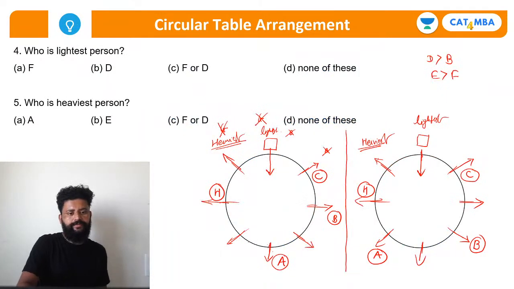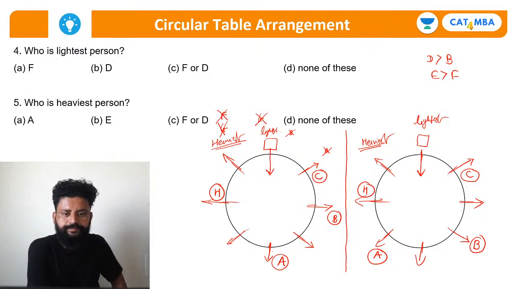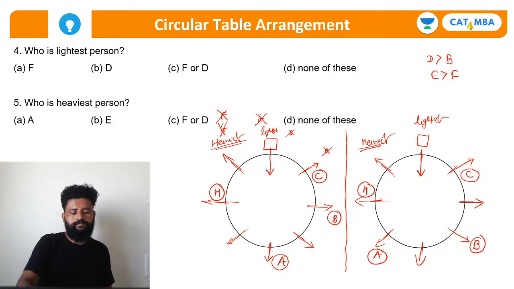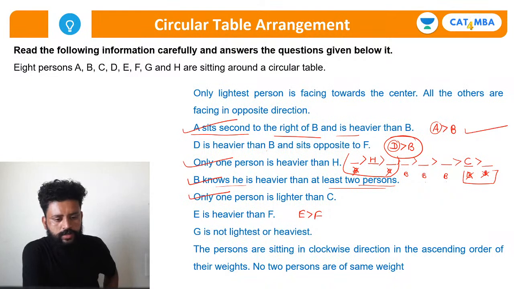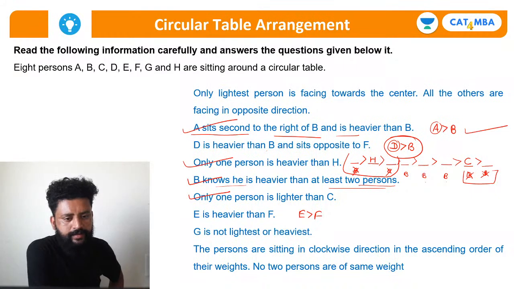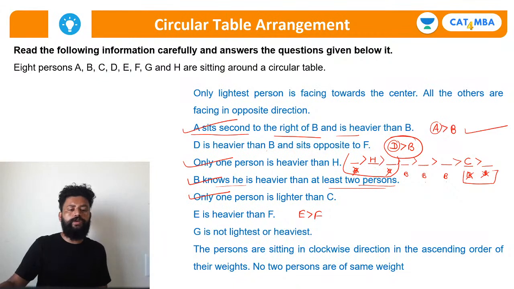E is heavier than F, so F cannot be the heaviest. So who should be the heaviest person? Let's use one more. G is not the lightest nor heaviest. D is heavier than B and sits opposite to F. So D sits opposite to F. This was what we were not using, so that's what the problem was. D is heavier than B and sits opposite to F.